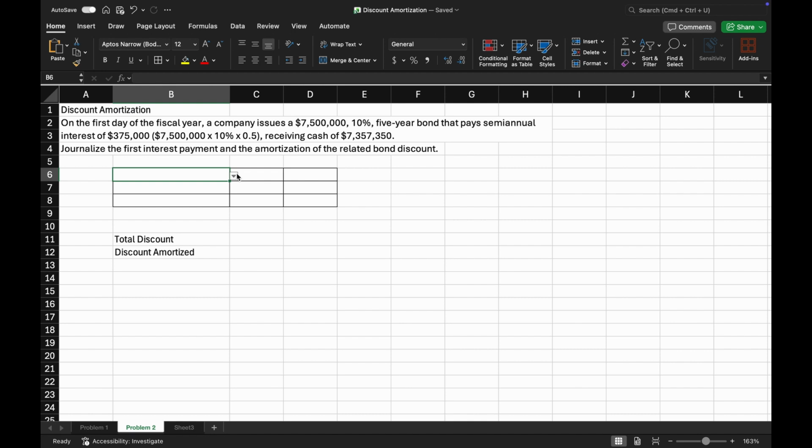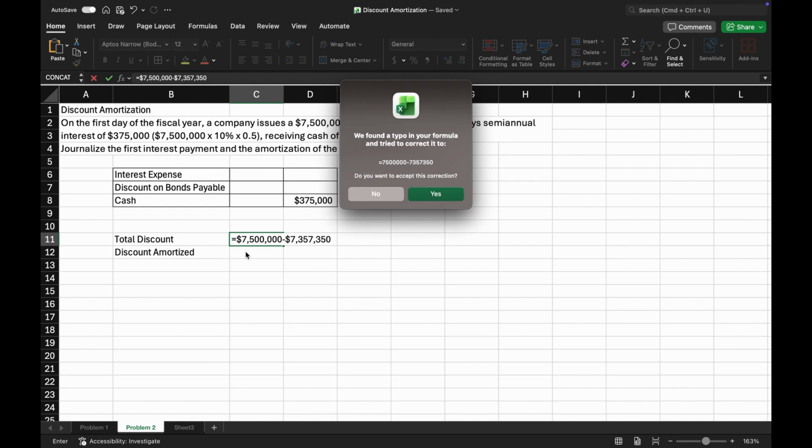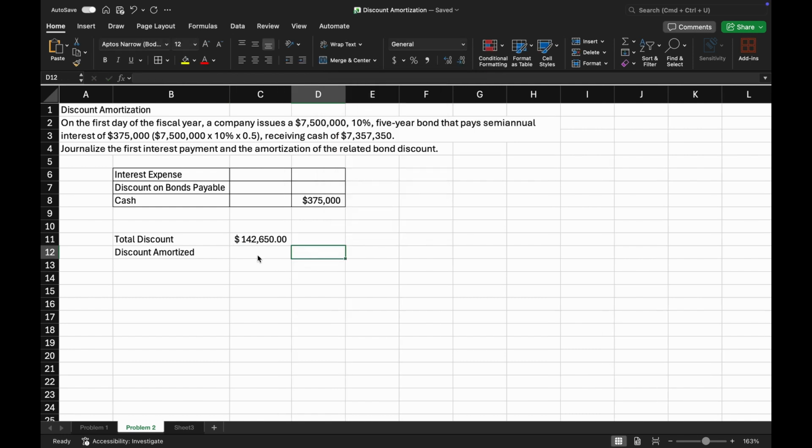Firstly, let's put the 3 accounts being affected, which are interest expense, discount on bonds payable, and cash. For cash, we know that we can credit it for $375,000 to account for the interest payment. Next, for the discount account, we must first find the total discount by doing $7,500,000 minus $7,357,350, which comes out to a total discount of $142,650.